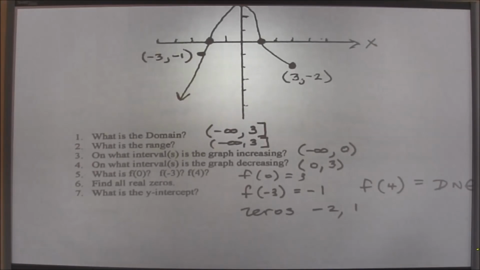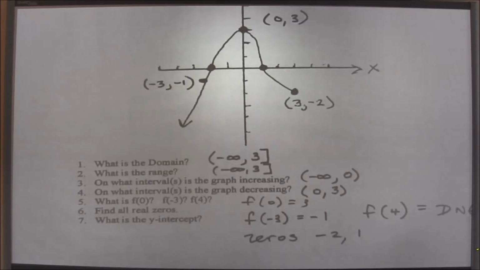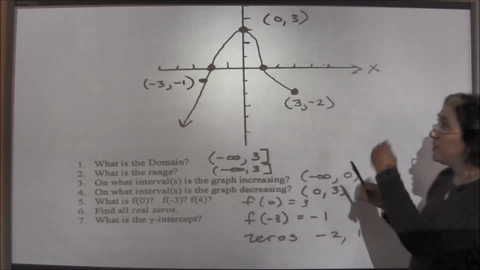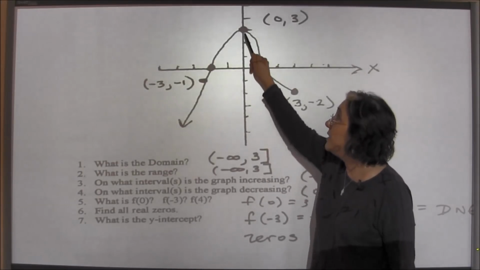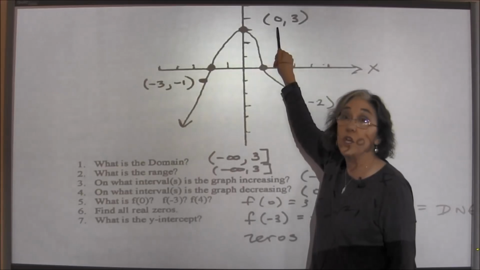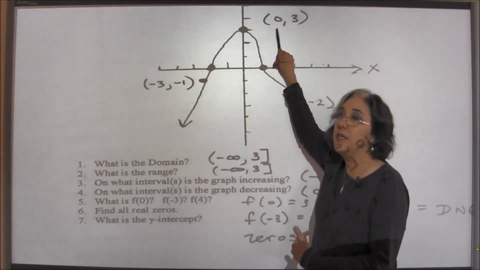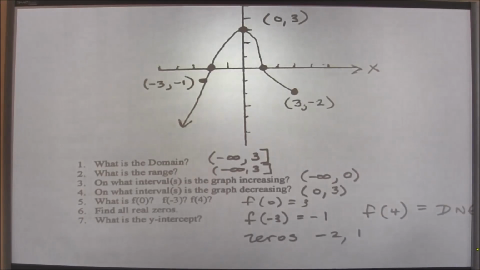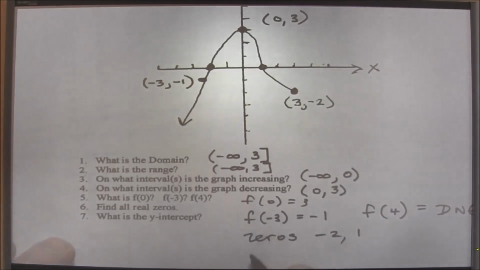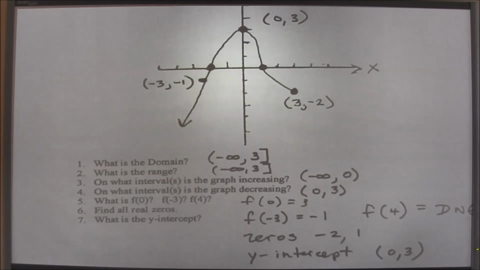Okay, what is the y-intercept? Well, an intercept, remember, is where a graph crosses an axis. So if it's a y-intercept, here's the y-axis, it's that point, and so we say it's the point 0, 3. And remember, x-intercepts are points also. They're related to the zeros, but the way we write the answer is a little bit different. Okay? So there we have that.